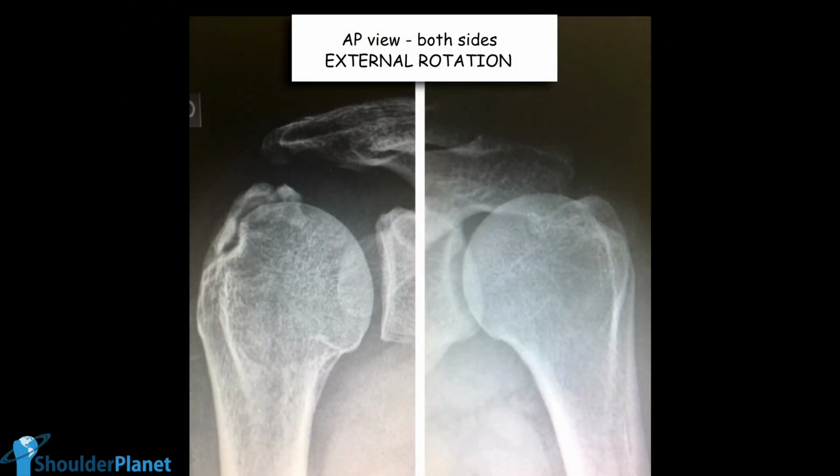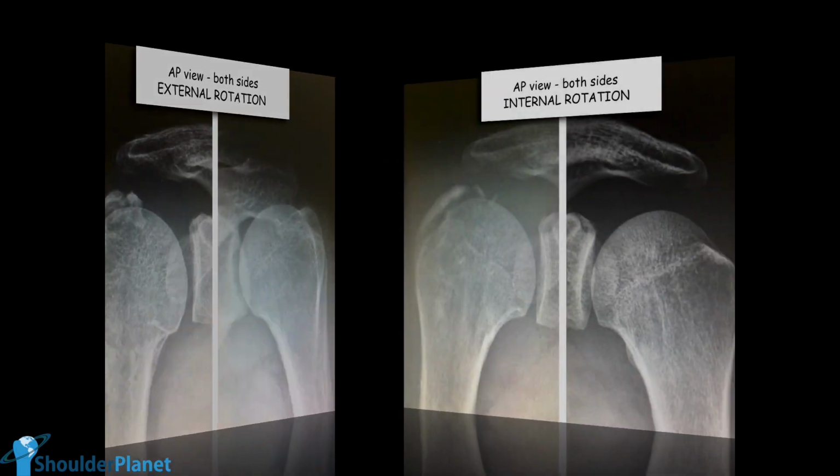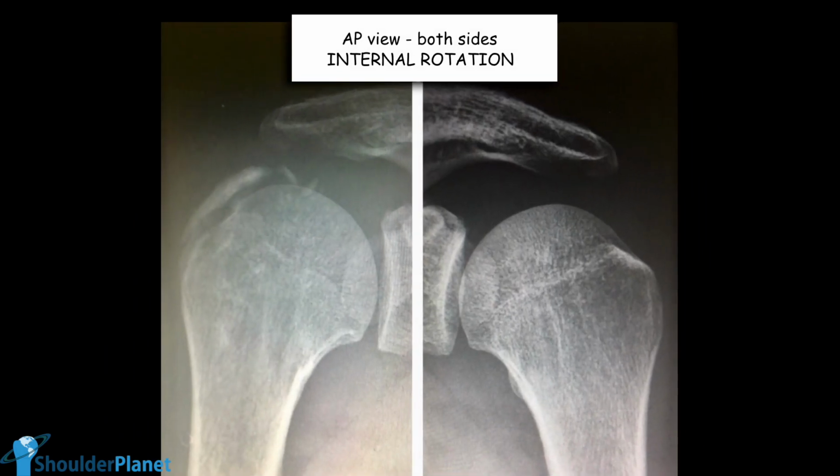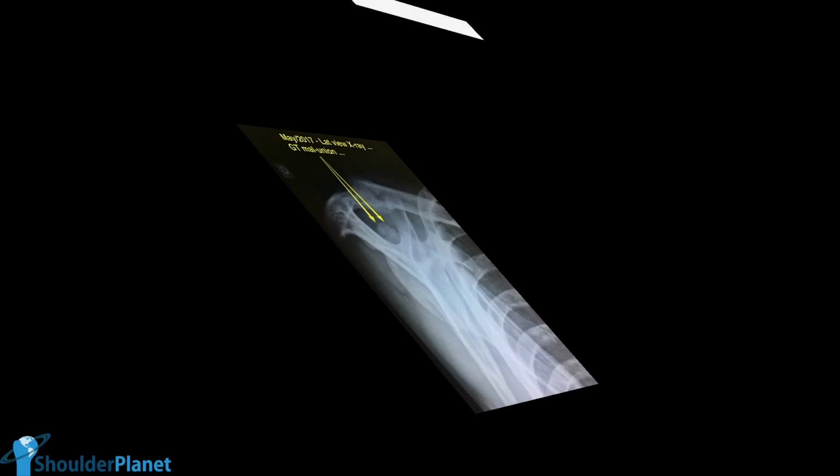So this is the comparative view of both sides, the non-affected left side and the right side, and here we are seeing the non-union of the greater tuberosity. I'm pretty sure that basically nothing was done in the previous surgery 1 year before. This is the true AP view in internal rotation, in which we can see what was clear to me, a greater tuberosity non-union with a very, very painful clinical scenario.